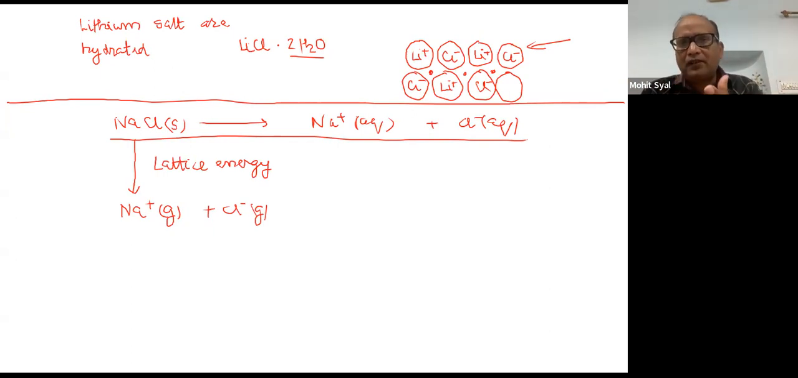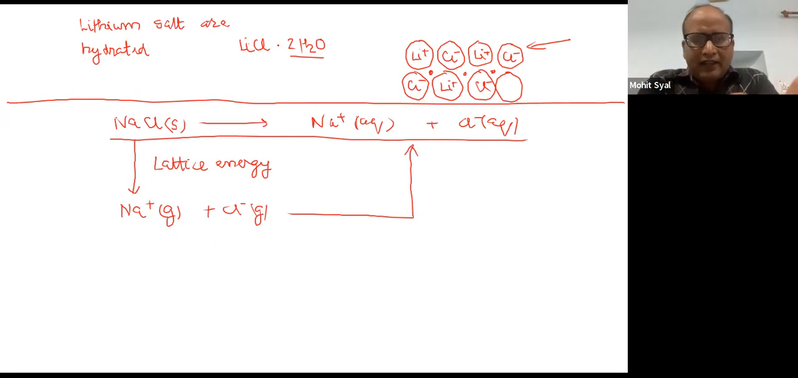Okay, so what we are trying to do is give lattice energy, and that lattice energy is going to break the Na+ and Cl- ions, right? When these Na+ and Cl- ions break into gaseous form, they get separated, and then you put them in water. When you put them in water, as we discussed last time, you get hydration enthalpy. It is the energy which is released when a cation or an anion is put into water.